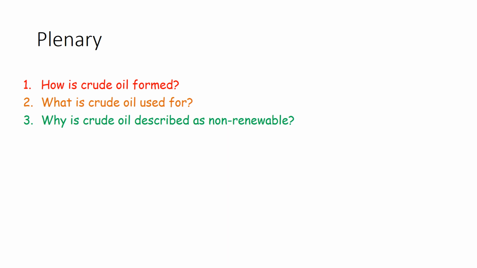So question 2, what is crude oil used for? Crude oil itself is not used for anything because it's not very useful. However, it is separated into fractions which are useful, such as petrol, diesel. So crude oil is used for fuels primarily and also as bitumen for roads. Okay, question 3, why is crude oil described as non-renewable? This is because it is being used up at a faster rate than it is being made.